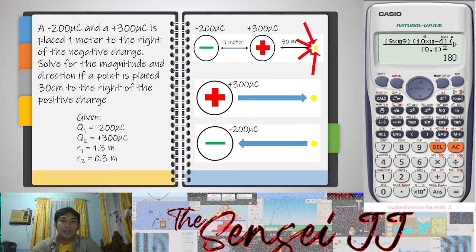So please try to solve for our magnitude and the direction ng ating electrical field. Okay? So I'll be giving you guys ample time to solve for this, and kahit na-solve na naman natin to last time, so please try to solve pa rin. Okay, so sige.